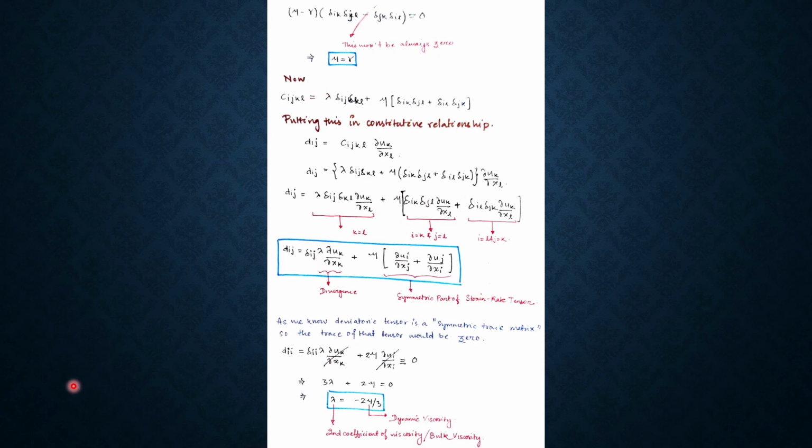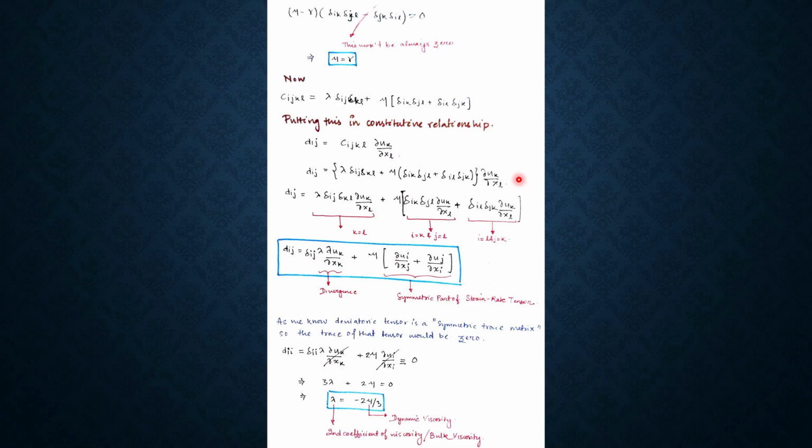Now we add that simplification to the generic expression for the Cijkl and write it as this: Cijkl equals lambda delta ij delta kl plus mu multiplied by (delta ik delta jl plus delta il delta jk). Now substitute this expression into the constitutive relationship. Dij equals this whole Cijkl expression multiplied into the strain rate tensor.